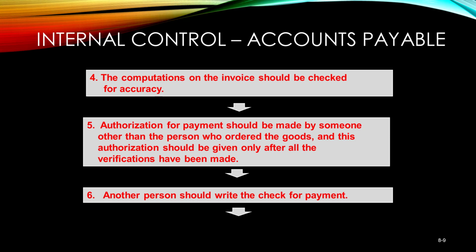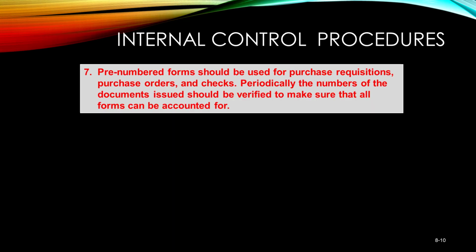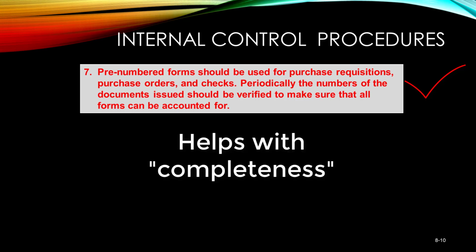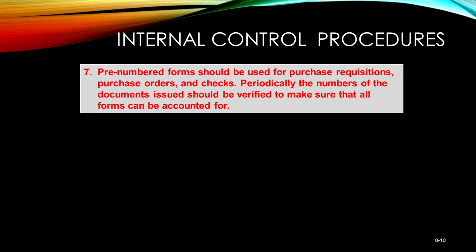In keeping with the separation of duties, another person should write the check for the payment after all of the above have been checked. When feasible, pre-numbered forms should be used for purchase requisitions, purchase orders, and checks. Periodically, the numbers of the documents issued should be verified to make sure that all forms can be accounted for. This is what we call the check over completeness in accounting.